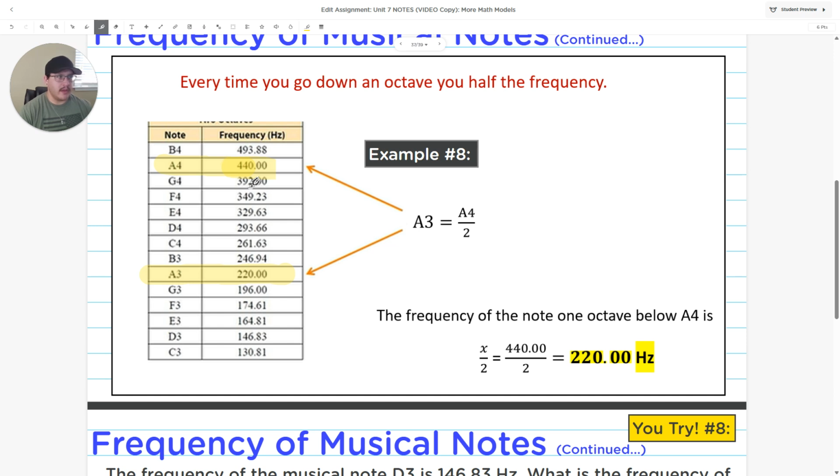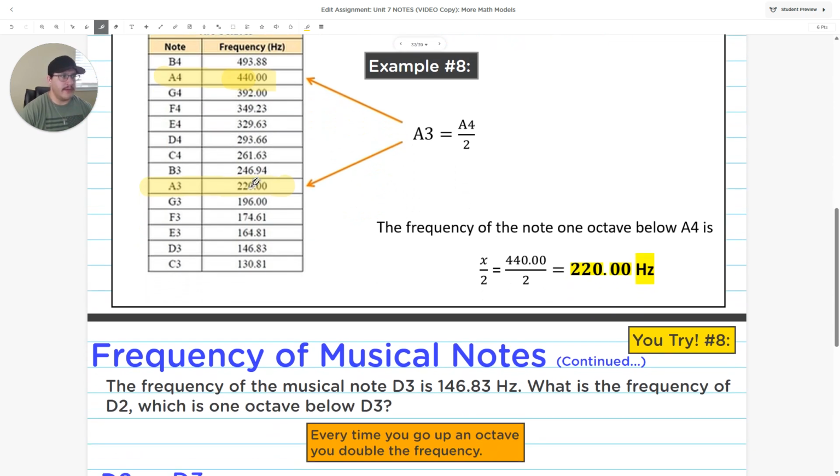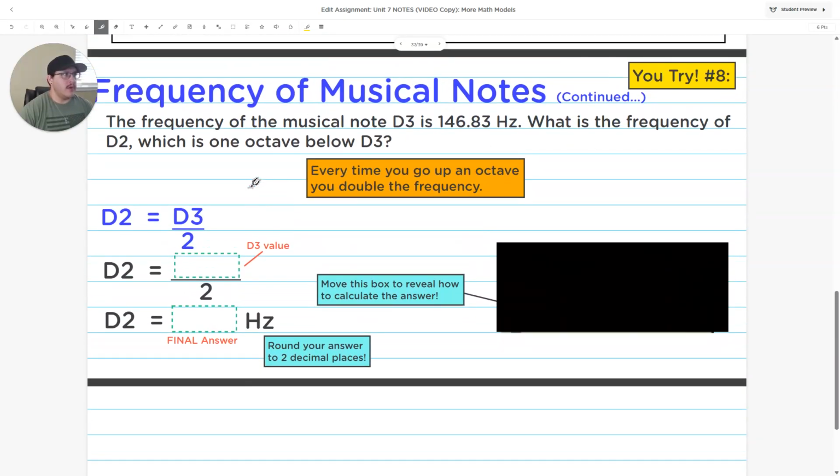That's it for example 8. So going the other way, going down an octave, you're going to halve the note, divided by 2. So you try number 8. The frequency of the musical note D3 is 146.83 hertz. What is the frequency of D2, which is 1 octave below D3?